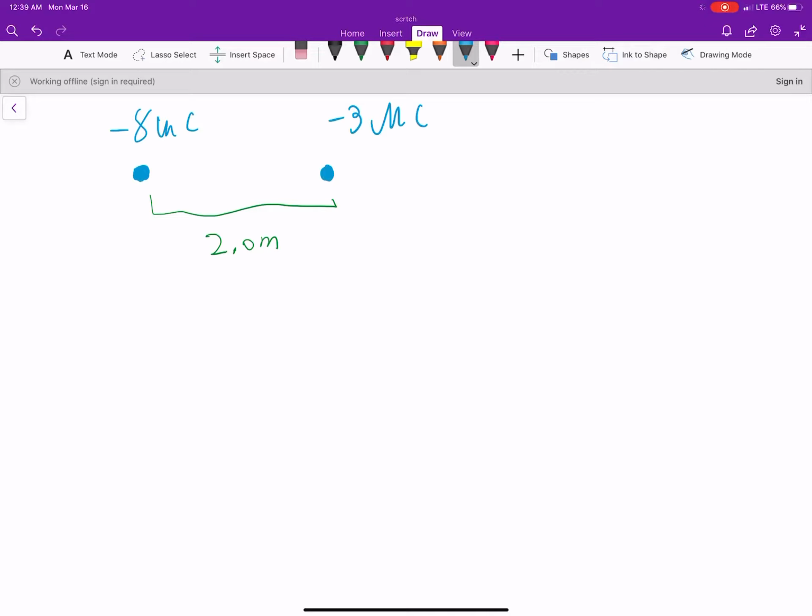Are the charges attracting or are they repelling each other? That's the first thing we want to ask. And then we want to know what the actual force is. So, first off, are these attractive or repulsive?